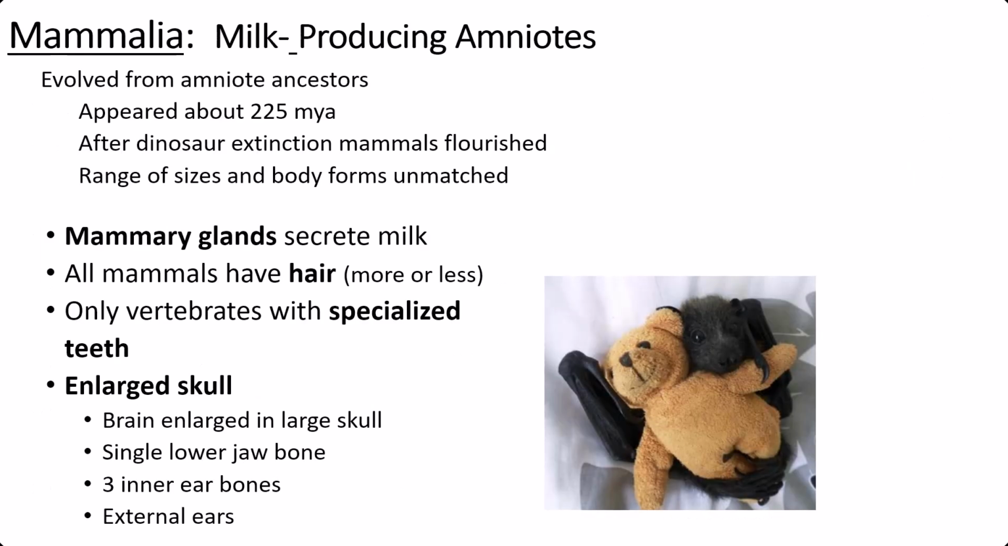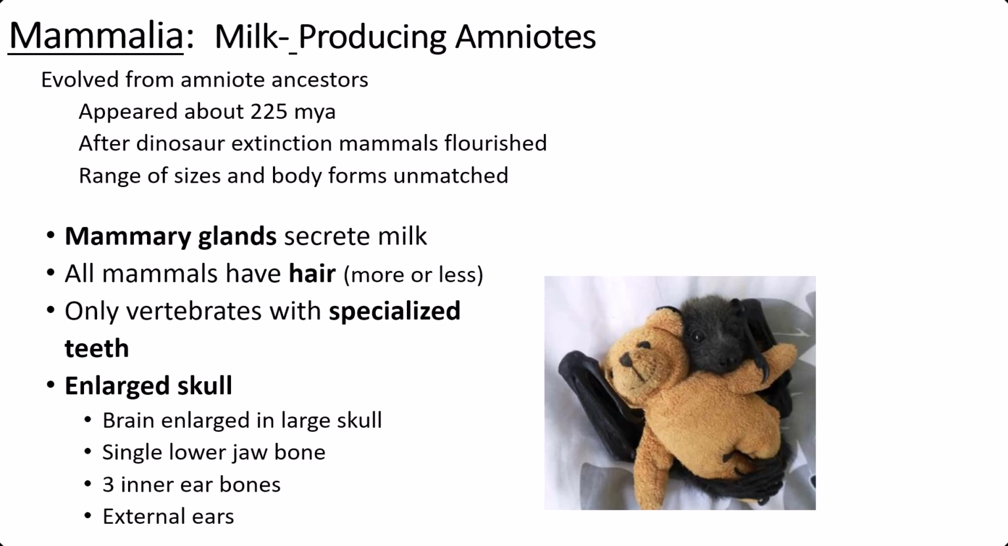So that brings us to the mammals, which are the milk-producing amniotes. They appeared about 225 million years ago, and after the dinosaurs went extinct, mammals really flourished, and they had adaptive radiation where there's just this huge range of sizes and body forms in mammals. They have mammary glands that secrete milk. Mammals, particularly terrestrial mammals, have hair. They have specialized teeth, and they have an enlarged skull. So there's an enlarged brain that fits in that enlarged skull.